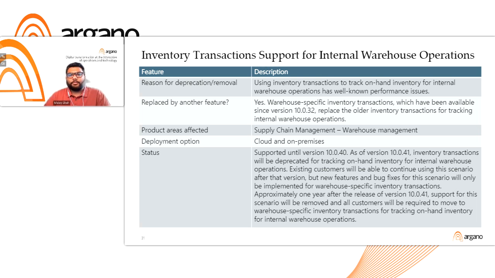Existing customers will be able to continue using the scenario after that version, but new features and bug fixes for the scenario will only be implemented for warehouse-specific inventory transactions. Approximately 1 year after this release, support for these scenarios will be removed, and all the customers will be required to move to warehouse-specific inventory transactions for tracking on-hand inventory for internal warehouse operations.